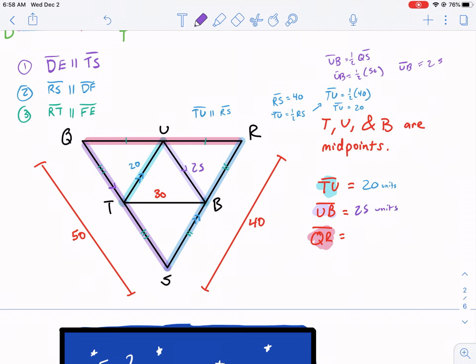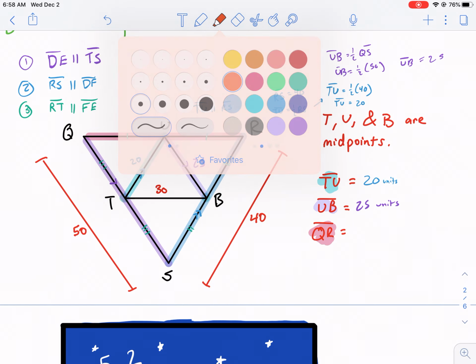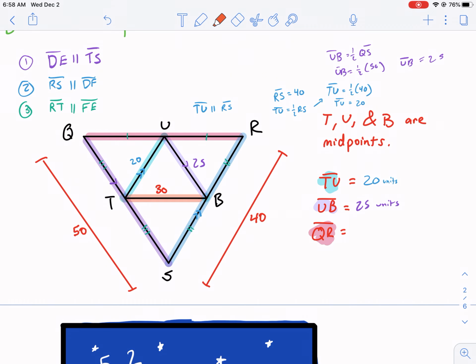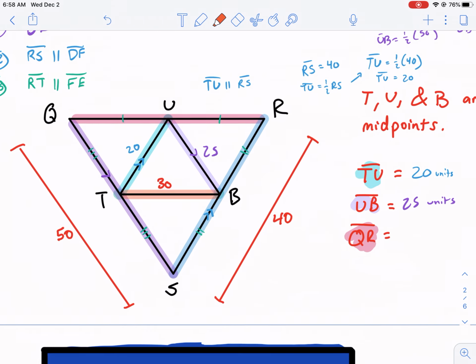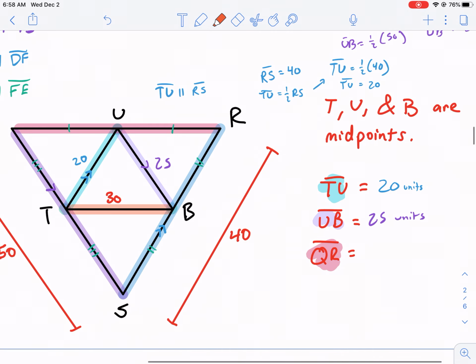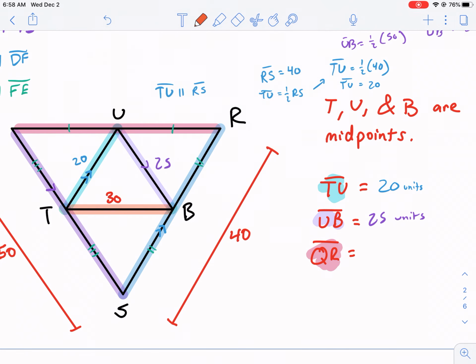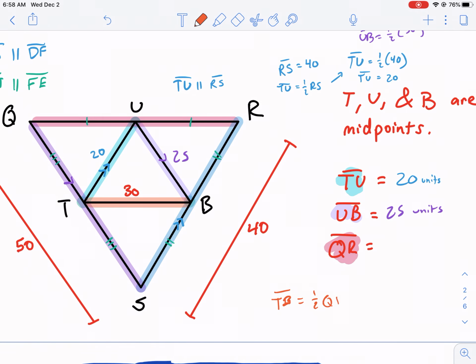All right, last one. We're looking for QR. This time we're looking for the long length. We're given the mid segment. So let's identify what it's parallel to. Okay, we got this guy. Kind of use orange, whatever. So we used orange, and we're going to go in reverse. We know that a couple different ways we can do this. We can say TB equals 1/2 of QR. And we can say TB is 30 equals 1/2, and then we're going to solve for QR. That's one way to do this.